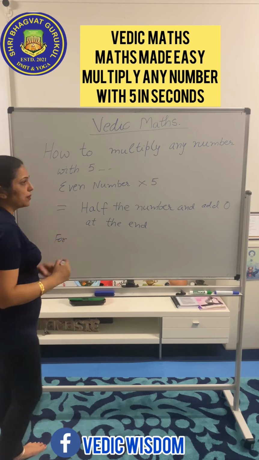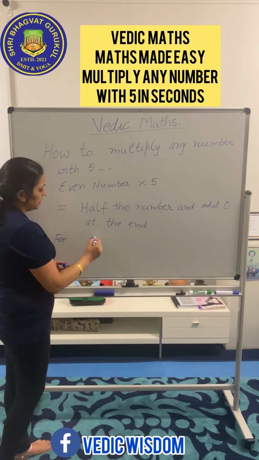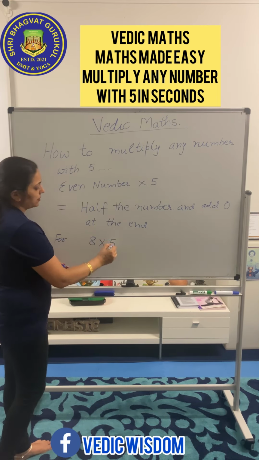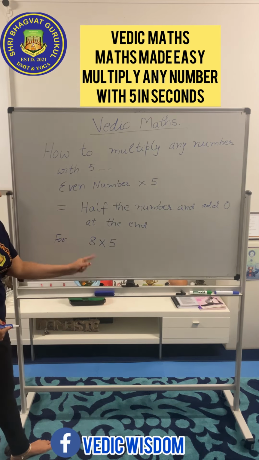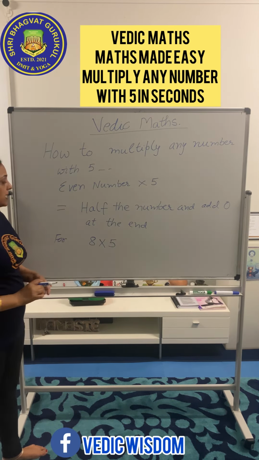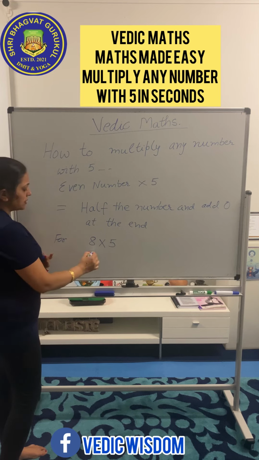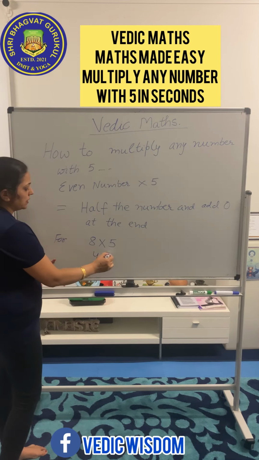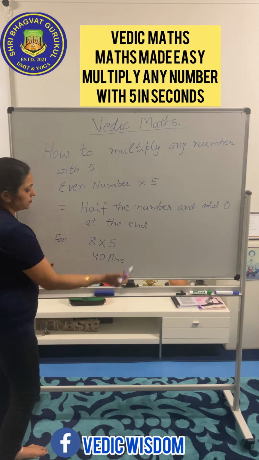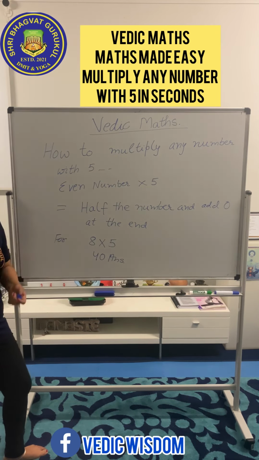For example, we have number 8. It's an even number. You are multiplying with 5. So what we are doing? Simply make the number 8 half. So 8's half is 4. Then you add 0 with it. That is the answer.